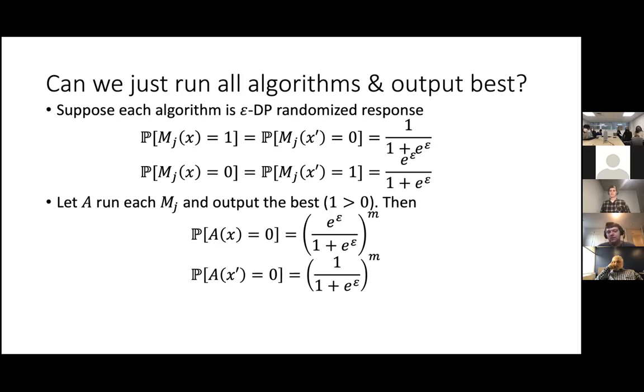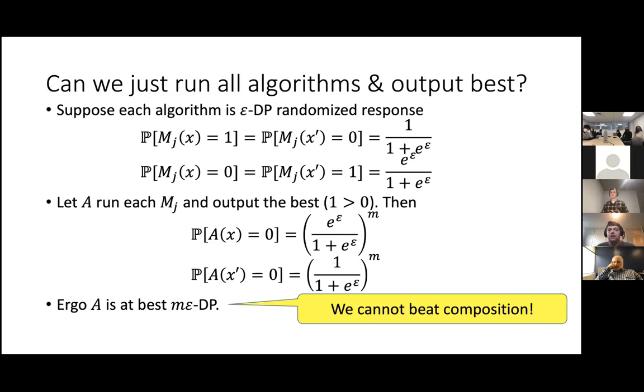Okay, so this is a straightforward calculation. It tells us everything we need to know. We can just look at the ratio of these two quantities. The denominators cancel, and we just get a ratio of e to the epsilon, to the m. So this new algorithm A is at best m times epsilon differentially private. In other words, we don't beat composition. So this ideal strategy of just running everything once doesn't get us any kind of improvement. Does that example make sense to people?